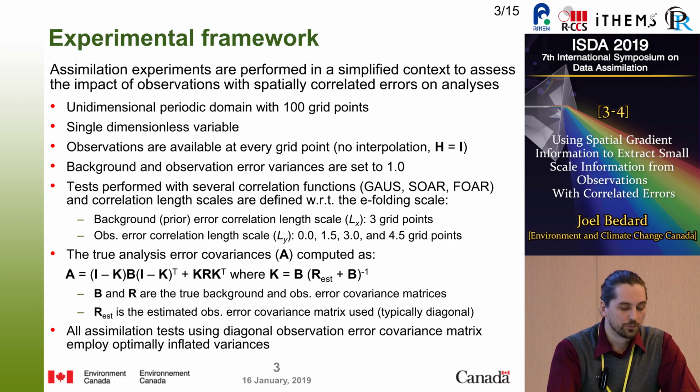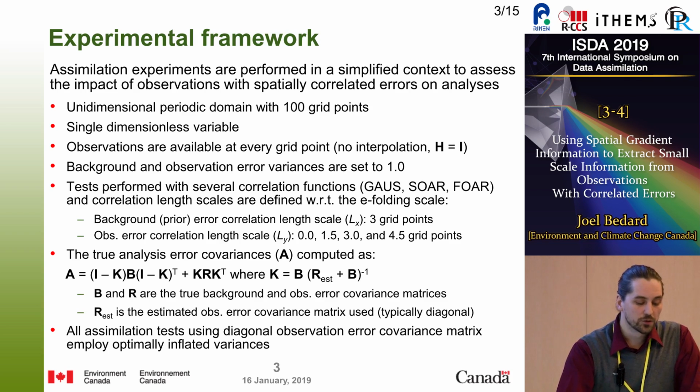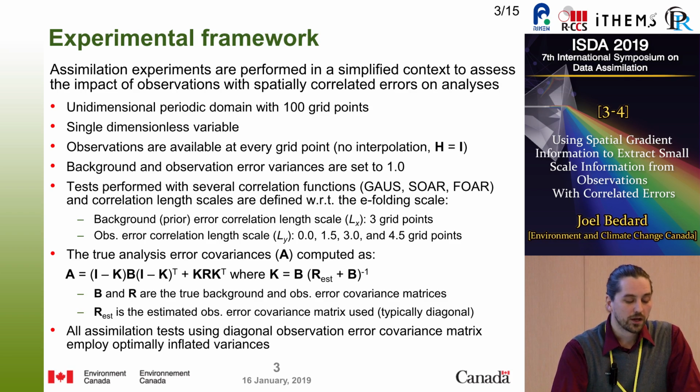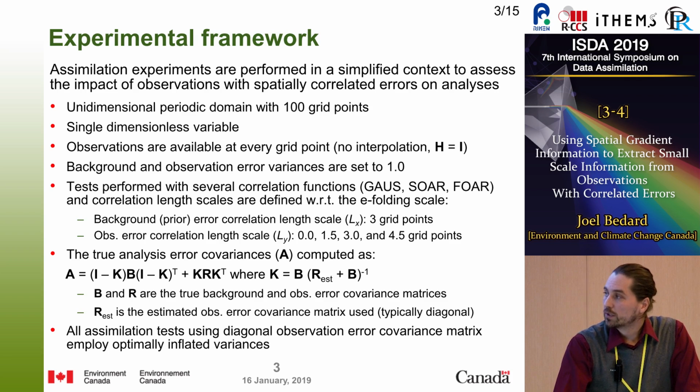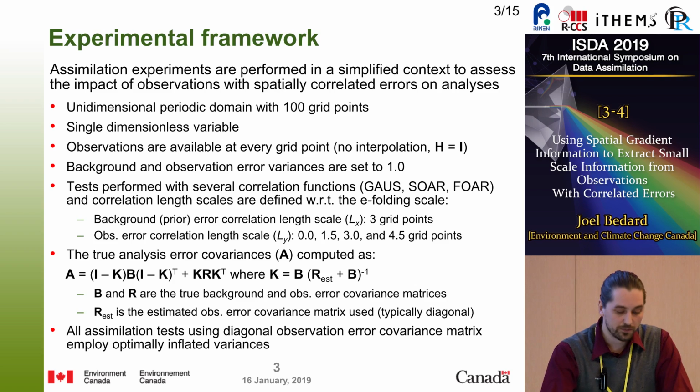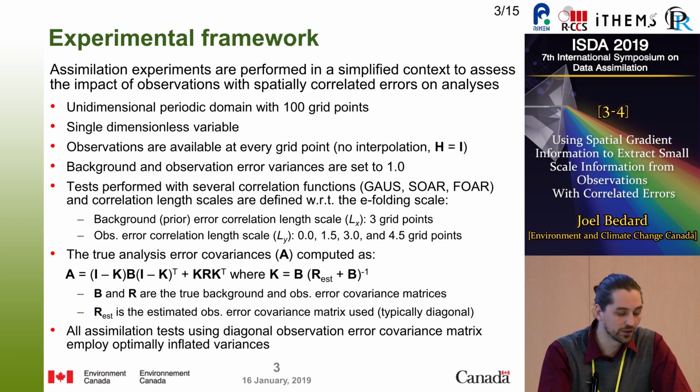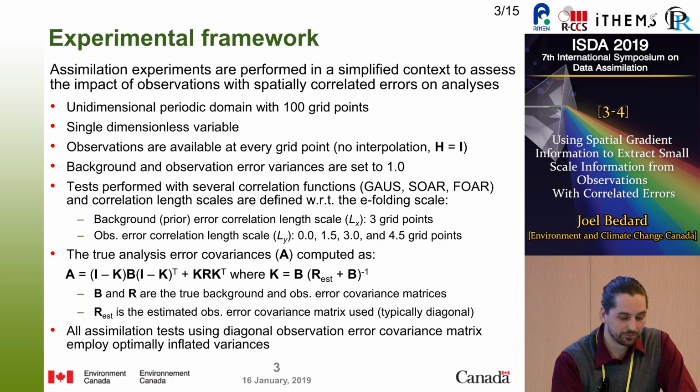So I selected the Gaussian approach where the observation error correlation length scale is set to 4.5 grid points. That's a case where the observation error correlation length scale is larger than the background error correlation length scale. For all cases, I computed the true analysis error covariance following this equation here, where B and R are the true background and observation error covariance matrices, and R_est is the estimated observation error covariance matrix used. So it's typically diagonal. And all the tests I'm presenting today employ the optimally inflated variances.